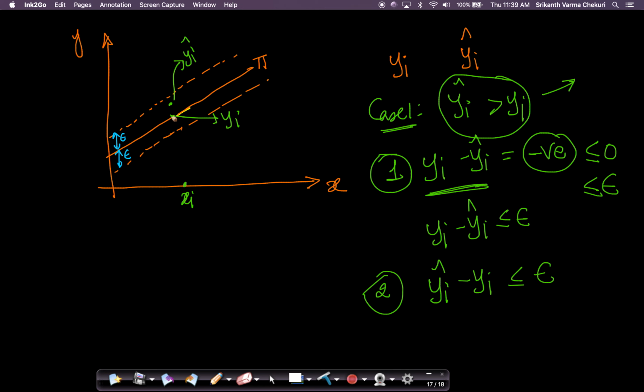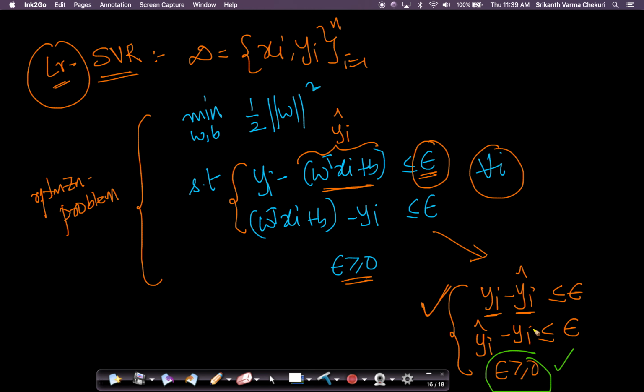In this situation, as long as your yi hat lies within the epsilon gap, this is the epsilon tube, which means this gap is at most epsilon. As long as the yi hat that you've predicted is within epsilon distance, you're doing a good job. So this will be satisfied automatically, because this whole gap is epsilon, but our point is here. This gap is less than epsilon. Very well satisfied. So there is no conflict here, as some students might imagine.